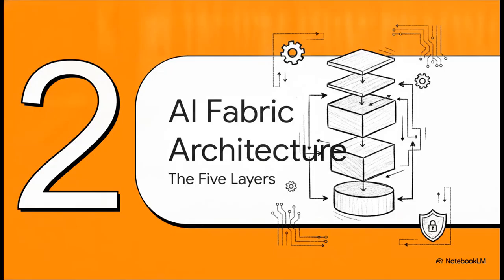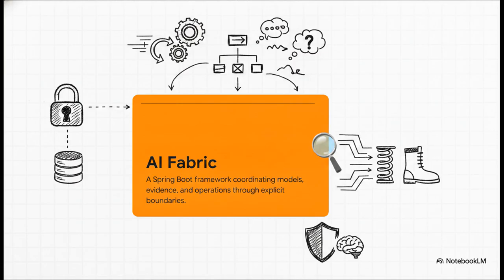Moving right along to Section 2, Introducing AI Fabric Architecture, specifically, its 5 layers. What makes this approach so incredibly reliable is how it forces sanity back into your codebase. Simply put, AI Fabric is the missing orchestration layer. It's the guardrail that keeps you from blindly trusting a language model with your database. It ensures your Spring Boot application always remains the absolute source of truth.